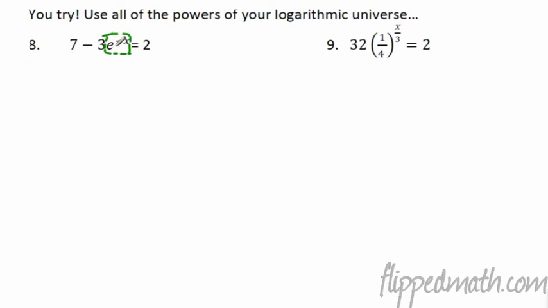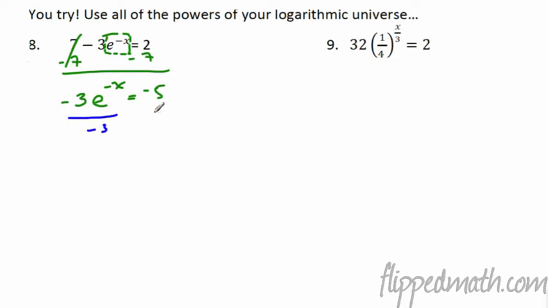Let's get that by itself first. We're going to isolate that e to the negative x. So to do that, we subtract 7 from each side. We're going to cancel. We get negative 3 e to the negative x is going to equal negative 5. Now we divide each side by negative 3. That'll isolate e to the negative x, and that'll equal 5/3.